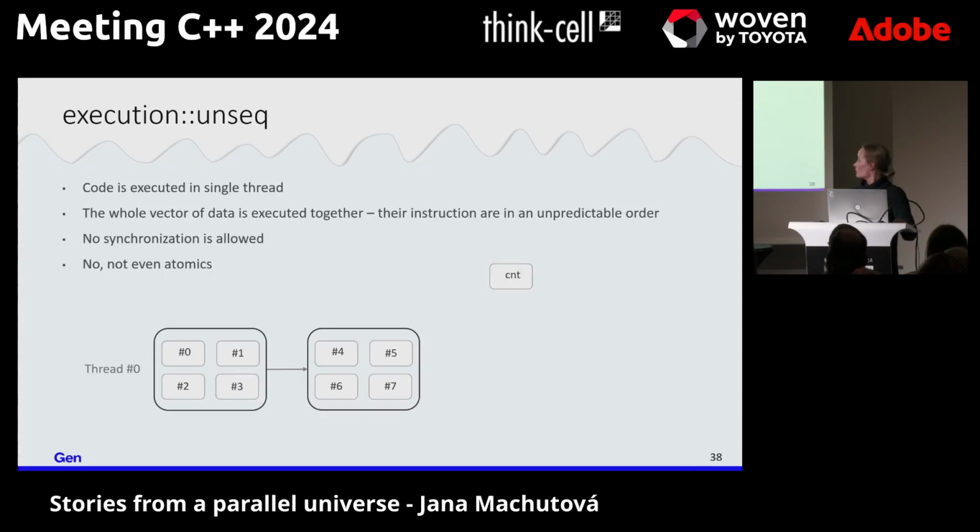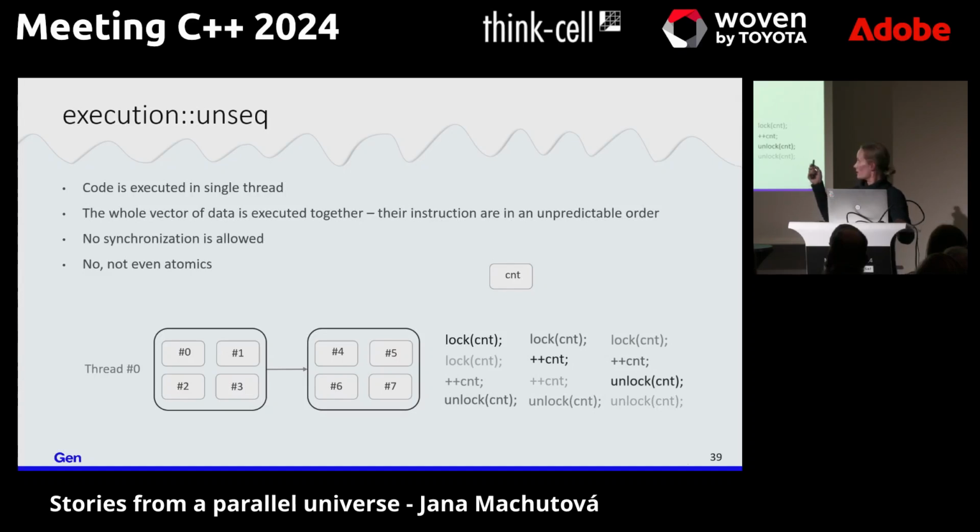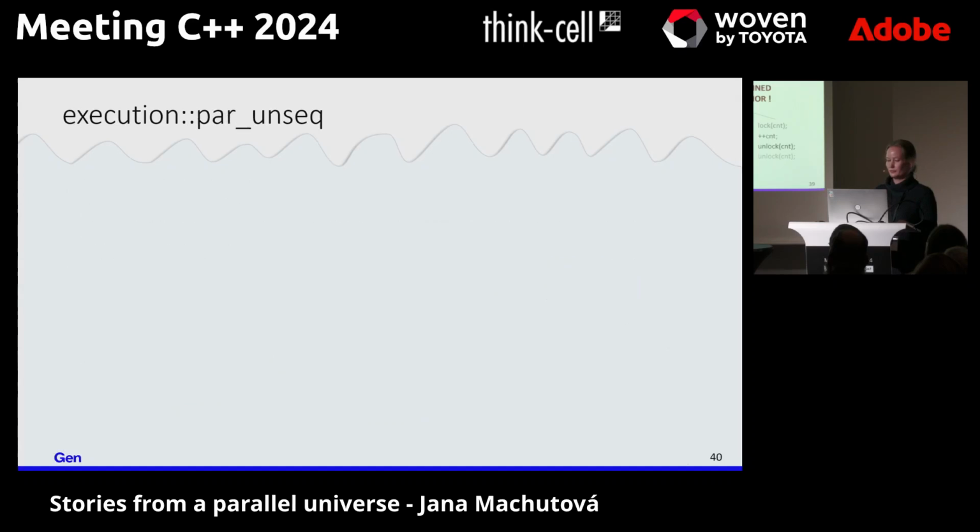And what may happen if you lock that access to counters? Four of them will be executed together, in unpredictable order, and they may be interleaved. So what happens when they are interleaved? We are in a single thread. We are locking counter, locking counter, locking counter. From a single thread, we can't do that. So that's basically the reason why you can't synchronize in unseq.